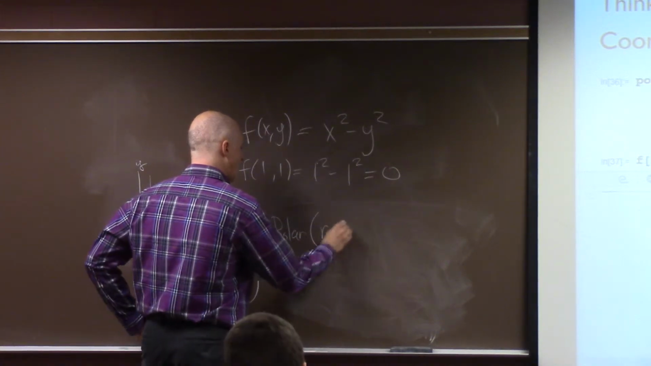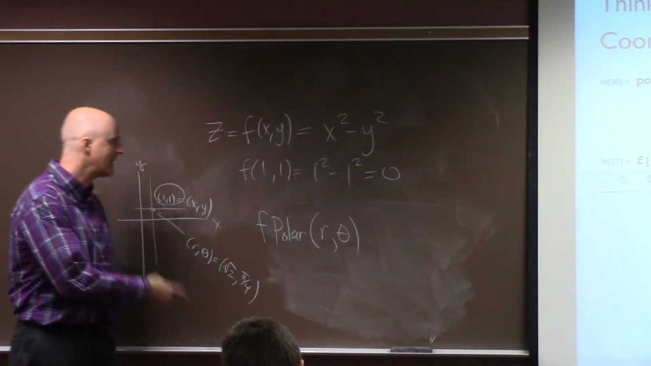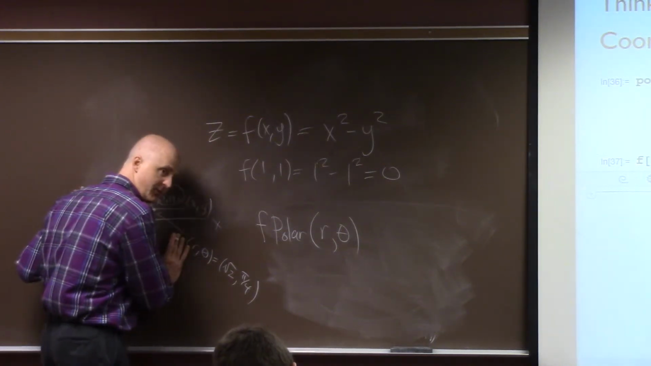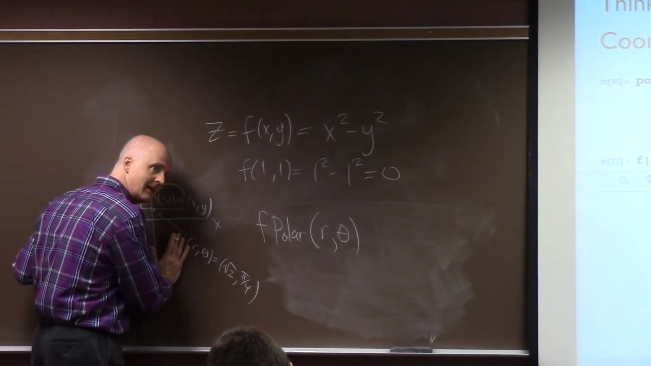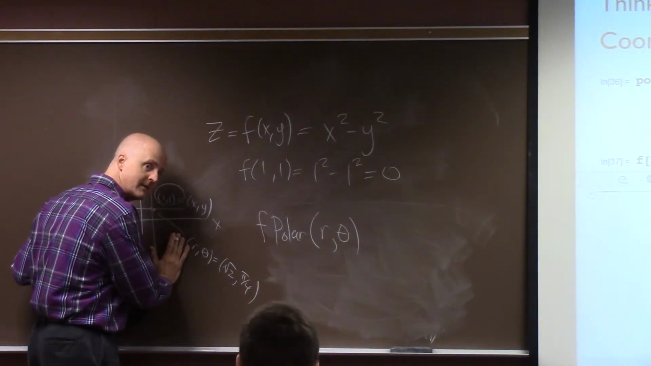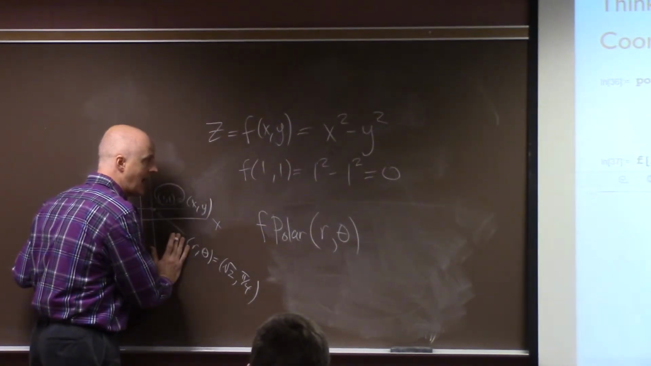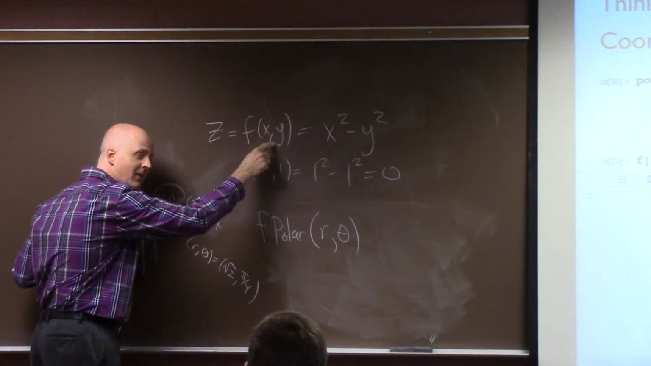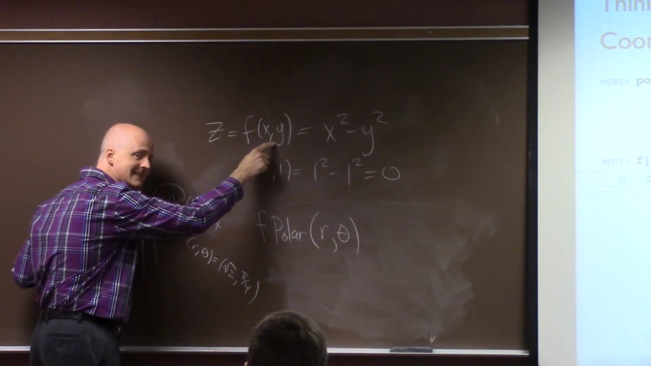F polar of r and theta. What I'd like this to be is a function that gives me the same temperature for every point in the plane, however, using the polar coordinates of the points instead of the rectangular coordinates. How can I do that? Any guesses? It's actually not too hard. Use that formula along with something else. Yes?